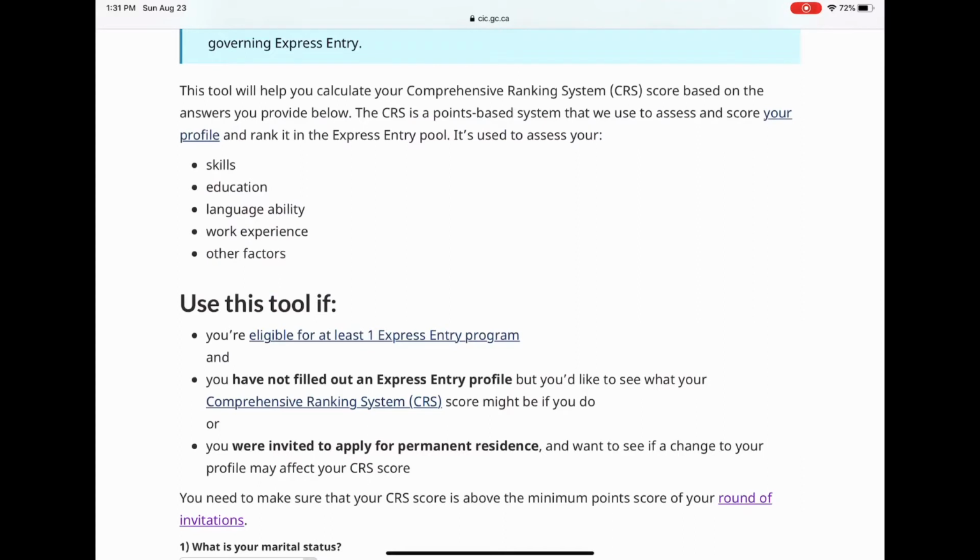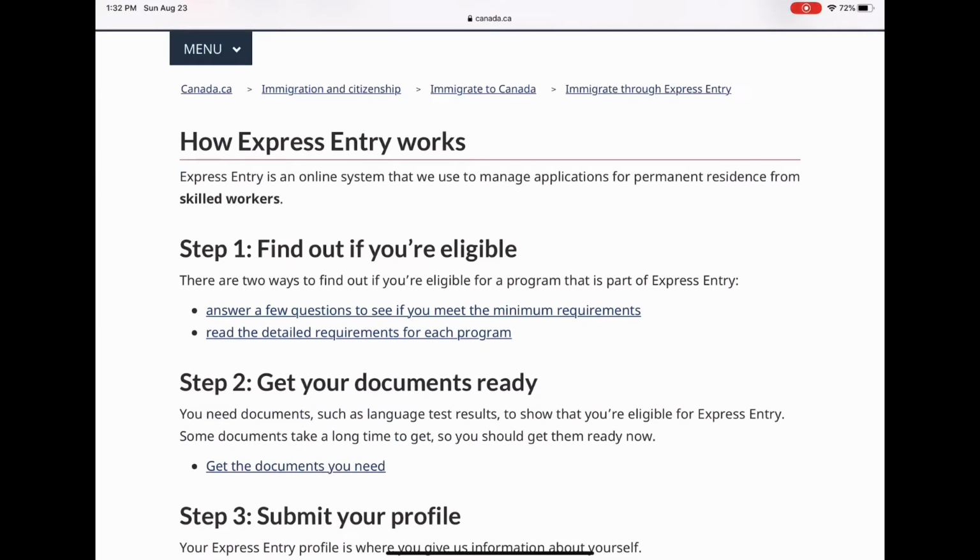Comprehensive Ranking System score. So what is it? It is a points-based system whereby the Canadian immigration assesses and scores your profile and ranks it in the Express Entry pool. So let's start with the basics.